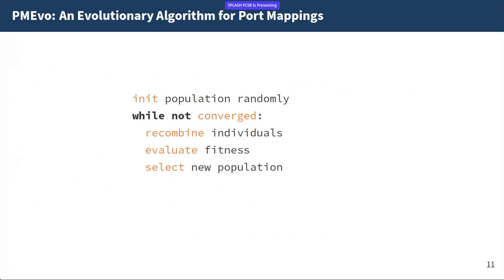We start by initializing some population of individuals randomly, so it's just some candidates for solving the problem. And then iteratively, until some convergence criterion is achieved, which for us means that the fitness doesn't change anymore, we take individuals from the population, we recombine them to produce new offspring, we evaluate the fitness of this new offspring, and we select from the previous individuals and the new offspring the new population, to maximize fitness. Let's look into all of these components in a bit more detail.